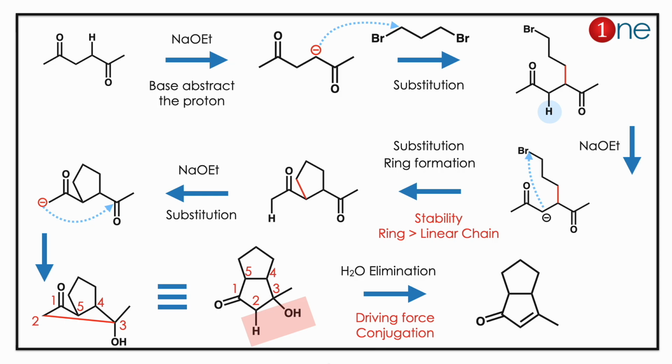Here the water elimination is possible because of the conjugation product. The conjugation drives the final product. The concept you have to learn here is that a ring is more stable than a linear chain, and conjugation will always be the final product.